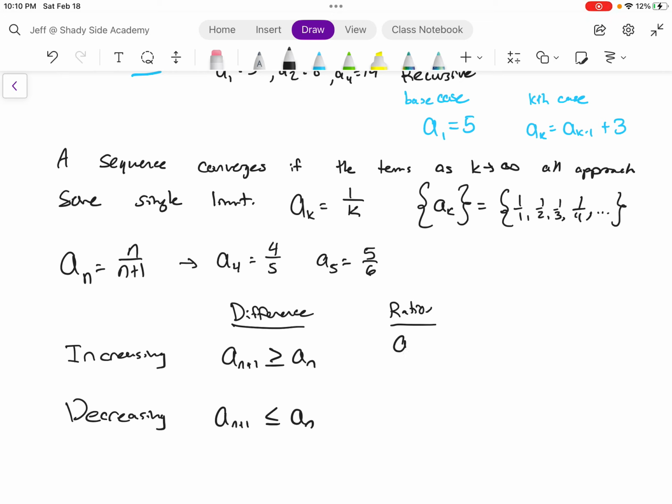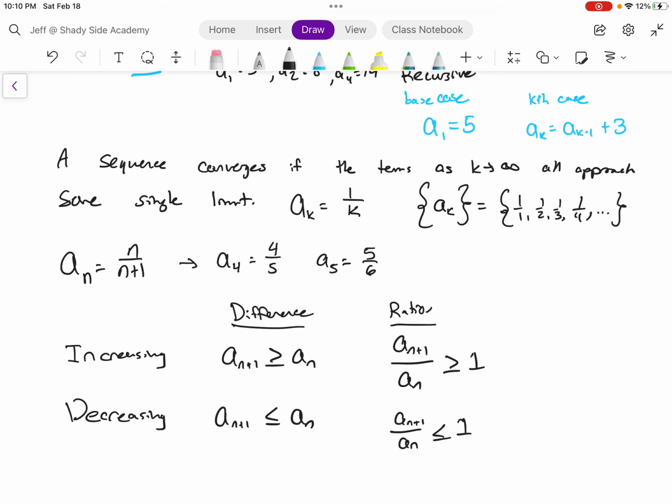Similarly, we could also show that something's increasing or decreasing if a sub n plus 1 over a sub n is greater than or equal to 1, or similarly if this guy is less than or equal to 1. And I know some of you are looking at this and saying less than or equal to, greater than or equal to. What about a constant sequence, right? What if my sequence is just 1, 1, 1, 1? Well, that silly sequence is actually increasing and decreasing, which is kind of a silly sequence.